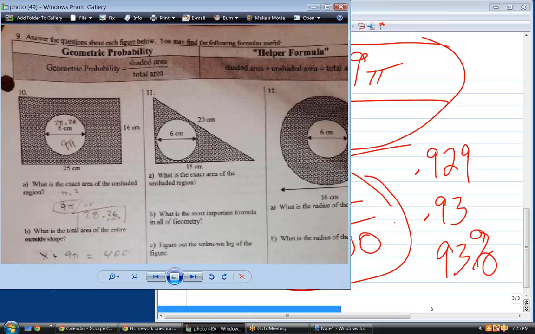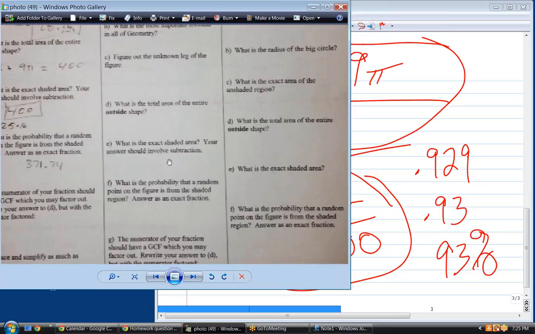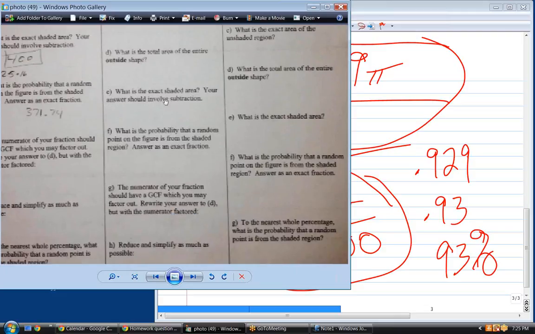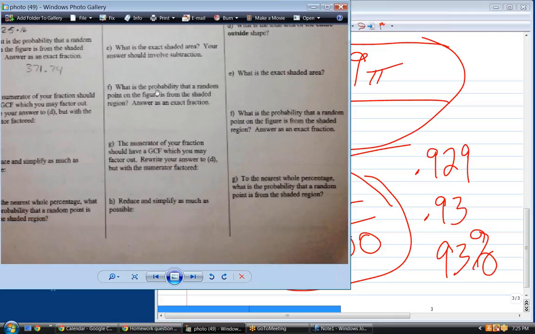Okay. So we can't really eyeball it to check whether we're in the ballpark. So we've got to trust our math. But that's fine. Our math is good. So where did we leave off here? We got the area, the exact shaded area. So what's the probability that a random point lands in it, giving the exact fraction?